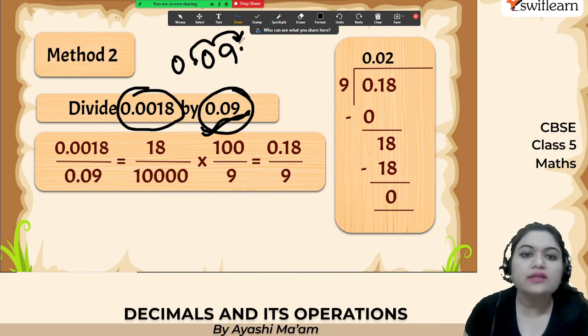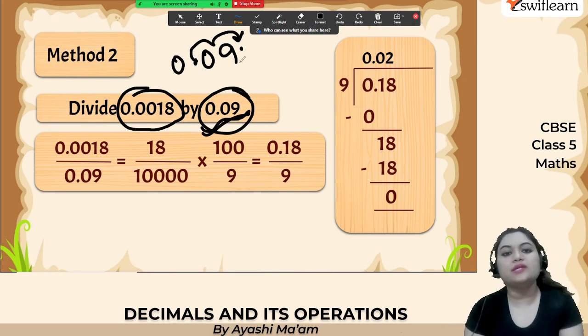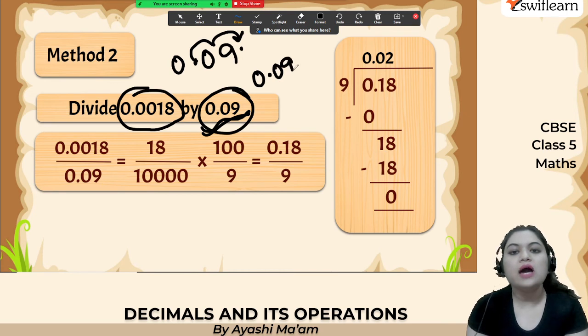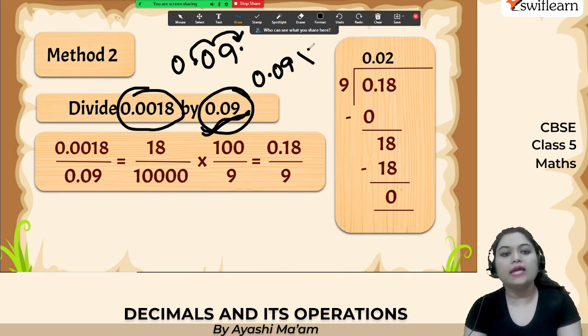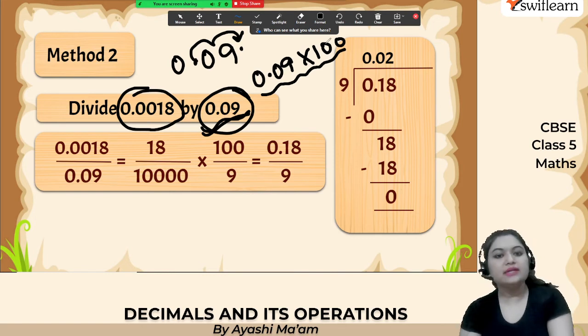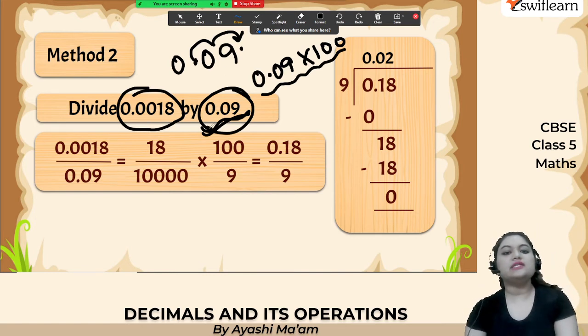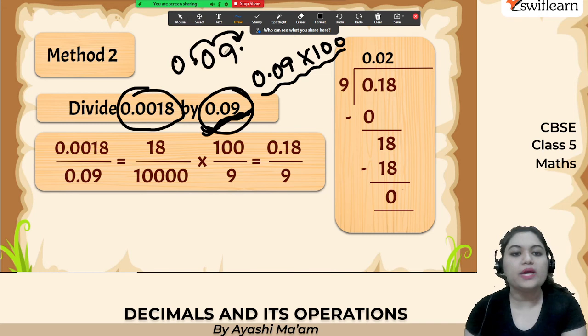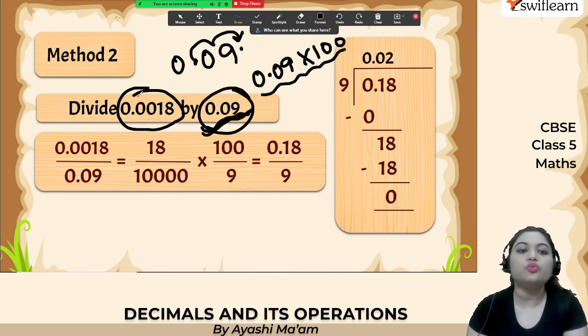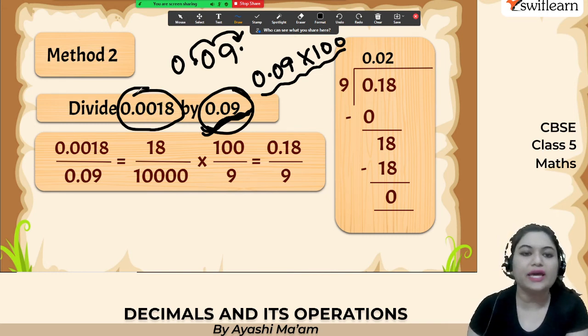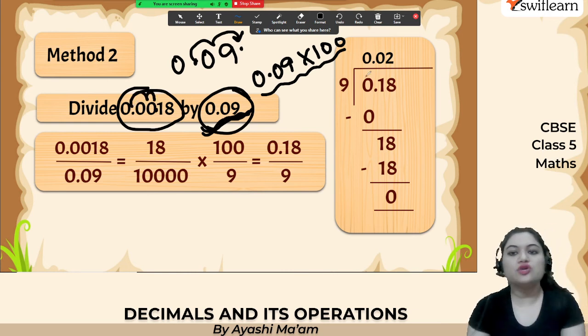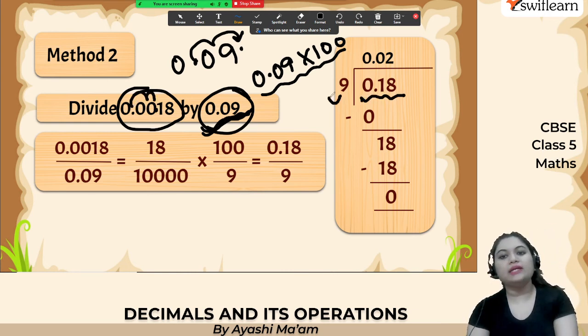We are shifting the decimal point towards the right by 2 places. That means we are basically multiplying 0.09 by 100, right? That's basically what we are doing, isn't it? And because we did this for the divisor, we move 2 places. So in the dividend also you move 2 places towards the right. Here also you do the same thing, 1 and 2. So you will get 0.18 and 9.